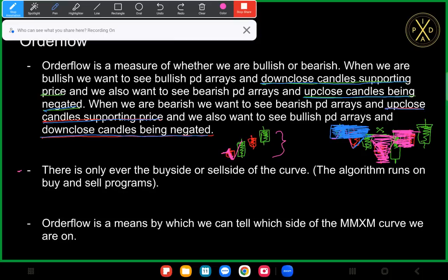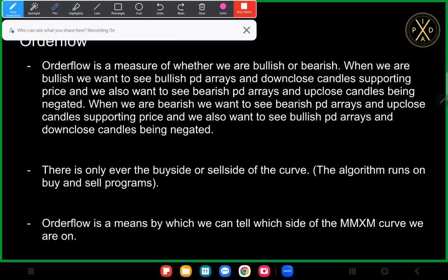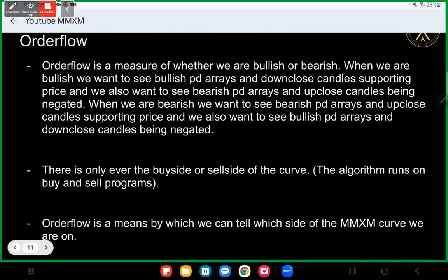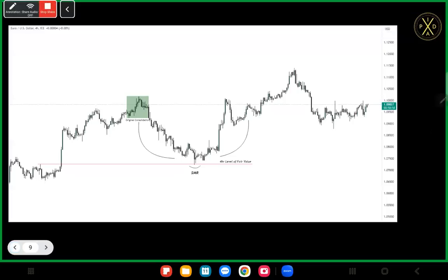And when we have bullish order flow, we're on the buy side of the curve. And when we have bearish order flow, we're on the sell side of the curve. Right? So that's why I say that order flow is a means by which we can tell which side of the market maker model curve we are on. All right, so with that being said, let's go back to one of the previous slides. So let's take a look at this.